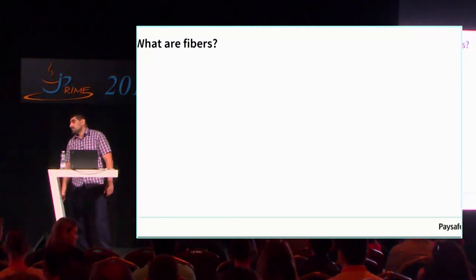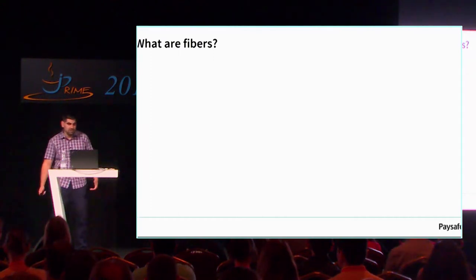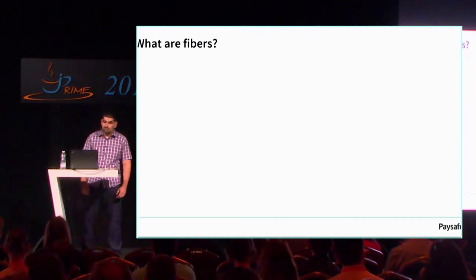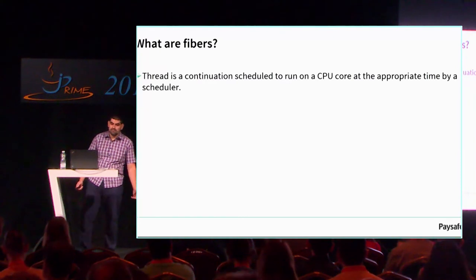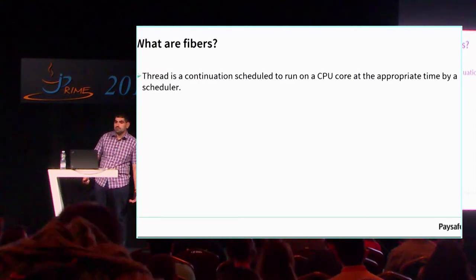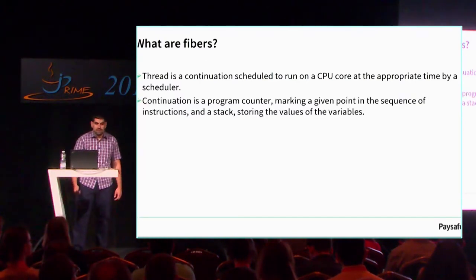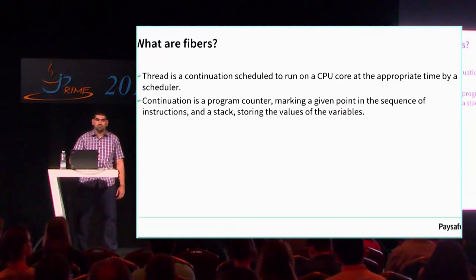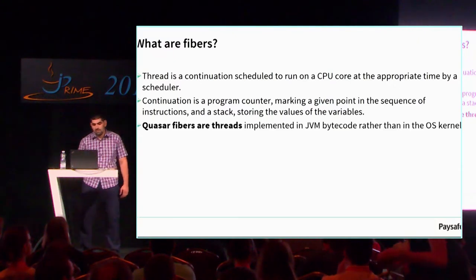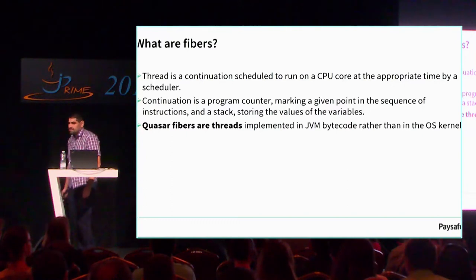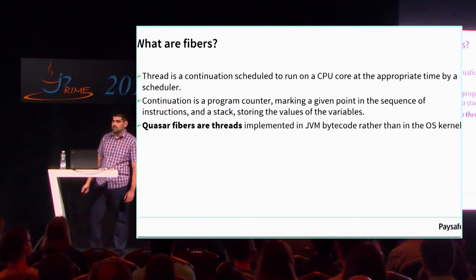And, of course, the implementation was abandoned, but the idea is still alive, because we obviously do need some solution. And today I'm going to present you one possible solution, and these are fibers. So what are these fibers? First, what is a thread? Thread is just a continuation that is scheduled to be run on a CPU core. And then what is a continuation? It's just a program counter that marks our position in the sequence of instructions, plus a stack that holds the values of our variables. And what are fibers? Fibers are threads, but implemented in bytecode for the JVM instead of the OS kernel.